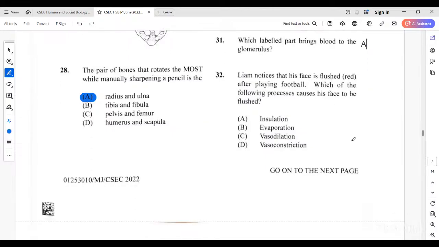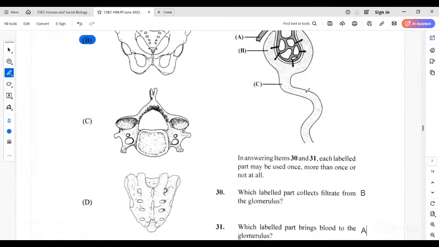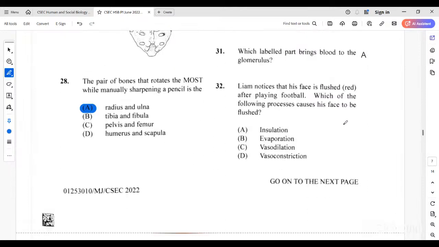32. Liam notices that his face is flushed red after playing football. Which of the following processes causes his face to be flushed? And we see that these questions, even about the kidney, mean we have changed topic. We moved on from musculoskeletal. We are now into excretion, osmoregulation, homeostasis. So those are the topics that we are looking for.